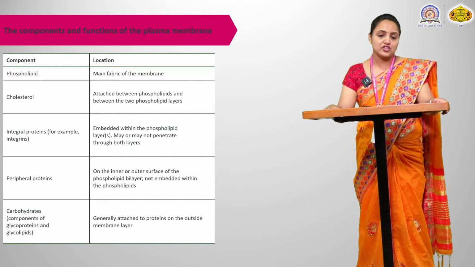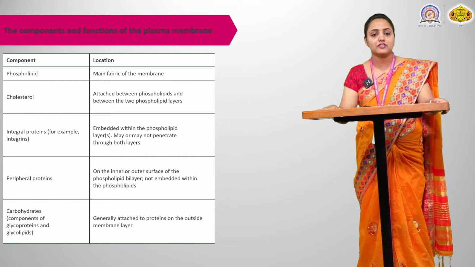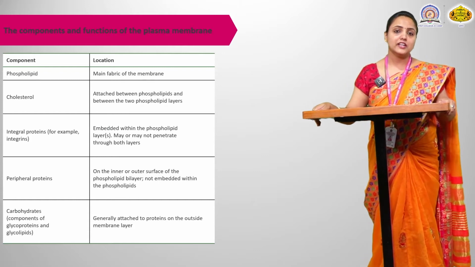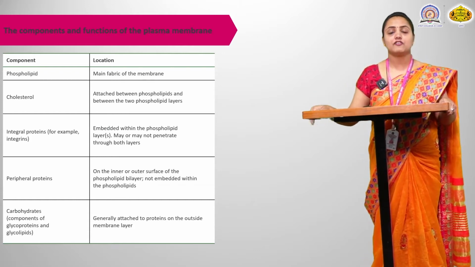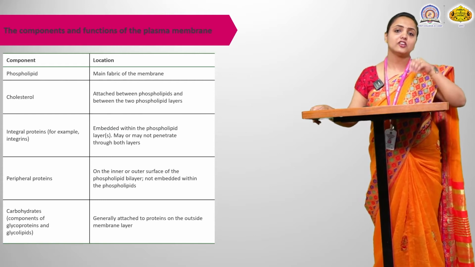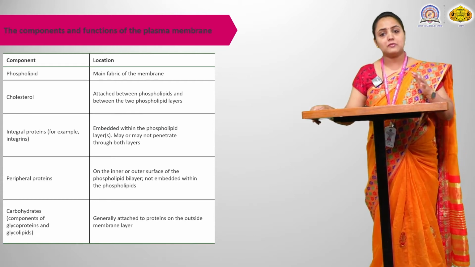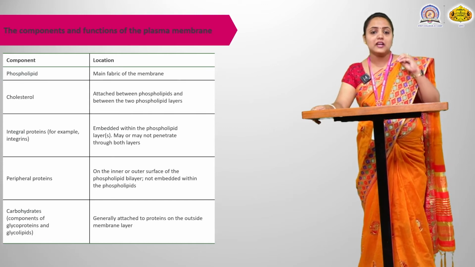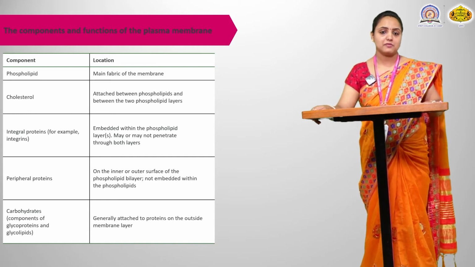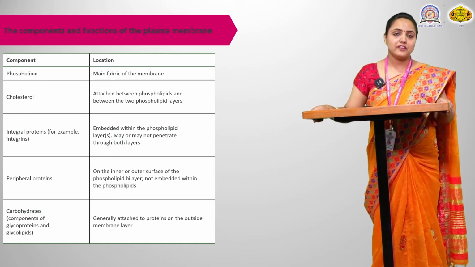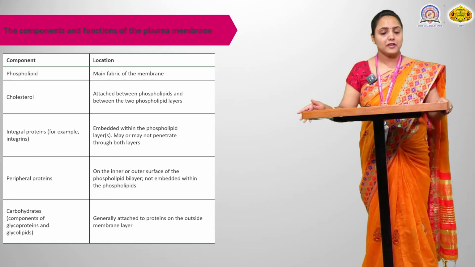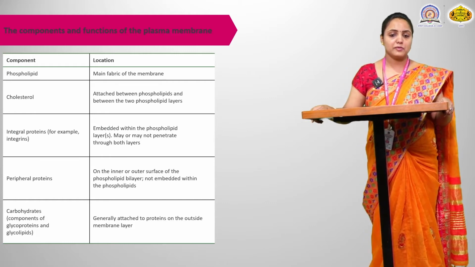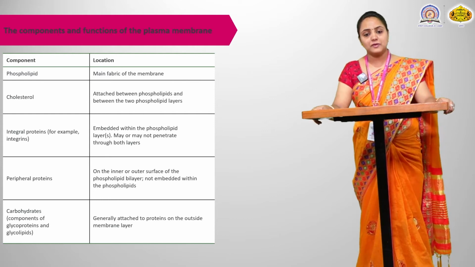Phospholipid is the major component which forms the main fabric of the membrane. Cholesterol is attached between the phospholipids, within the phospholipid layer. Integral proteins, for example integrins, are embedded, meaning they are in the interior of the plasma membrane. Peripheral proteins are on the outer surface of the plasma membrane, but integral proteins are inside the plasma membrane. Integral proteins embedded with the phospholipid layers may or may not penetrate through both layers. Peripheral proteins are on the inner or outer surface of the phospholipid bilayer and not embedded in the phospholipids.